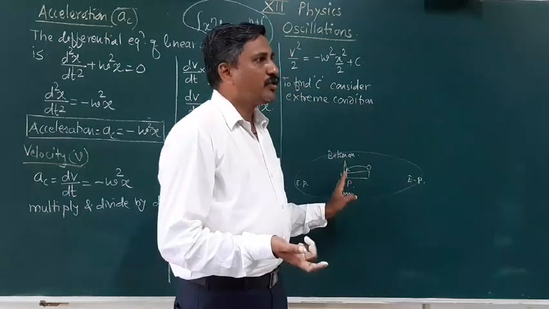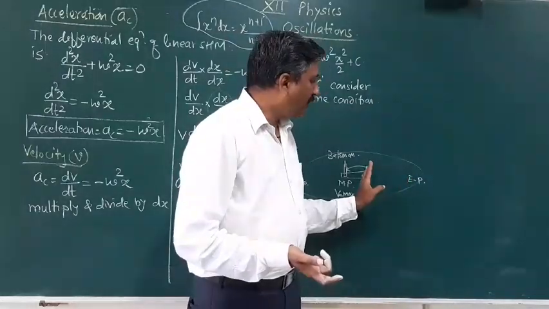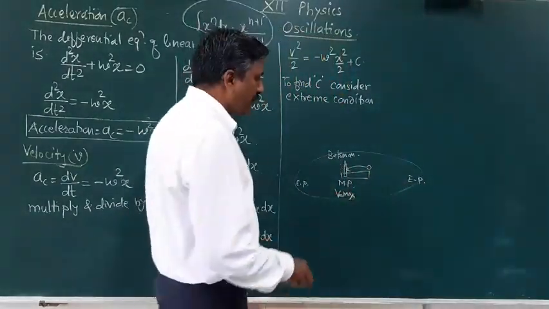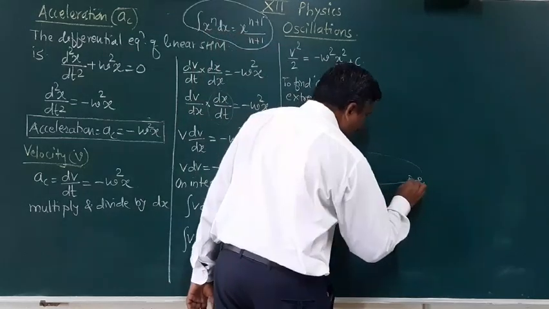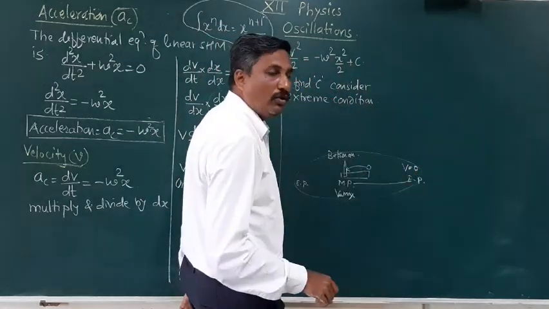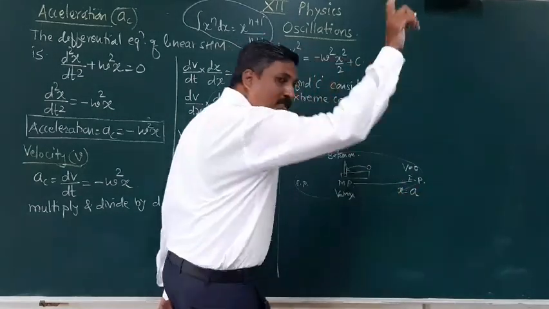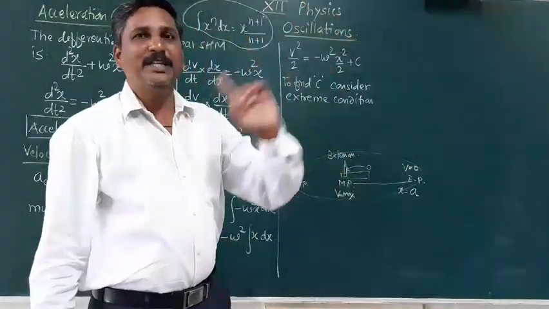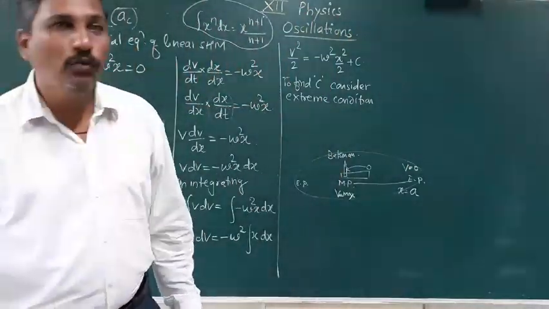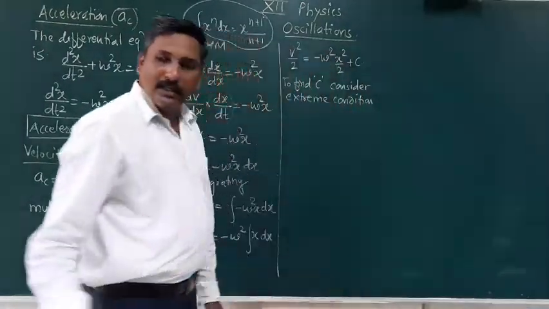So the speed of the ball goes on decreasing, and finally it reaches the boundary line, the extreme condition. Which means at the extreme condition, the velocity of the ball is 0 and at that time the displacement is maximum, and that maximum displacement is called the amplitude. Here we are getting the new word amplitude. Maximum displacement is called the amplitude.